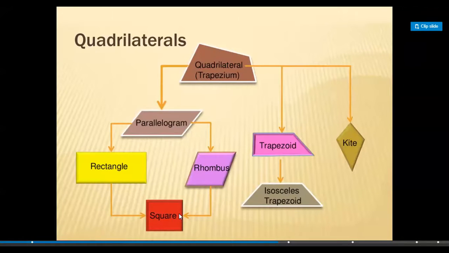One more property change is there in case of their diagonal. Can you tell me the difference between their properties on the basis of the diagonal? Diagonals of the square are equal, but the diagonals of the rhombus are unequal. Okay, so this is a major difference.